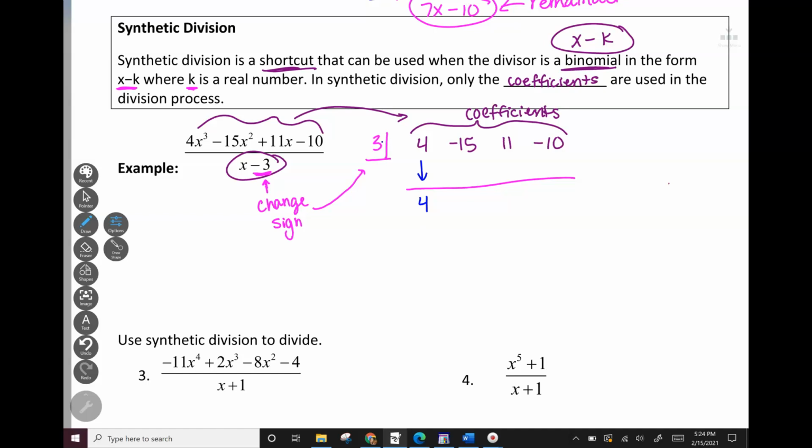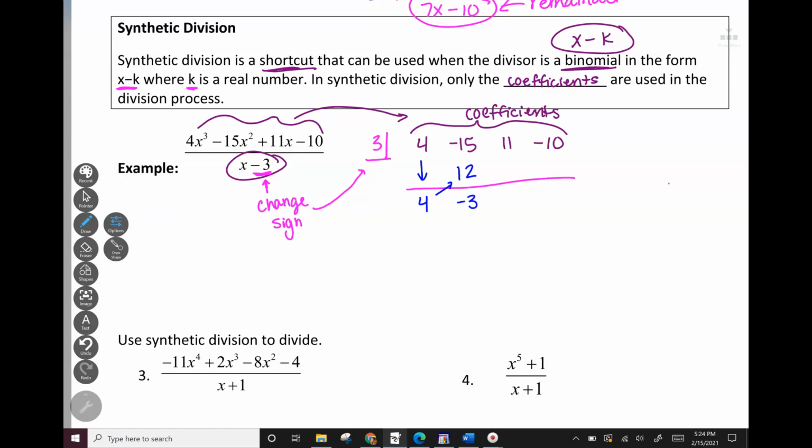Okay, and then you're going to multiply the number in the box, that k, by the number in the bottom row, so 3 times 4. You're going to write it underneath the next number, so that gives you 12. So you're just multiplying 3 times 4, and writing it underneath the next number. Then you want to add. We are adding down for all of these. So negative 15 plus 12 gives me negative 3.